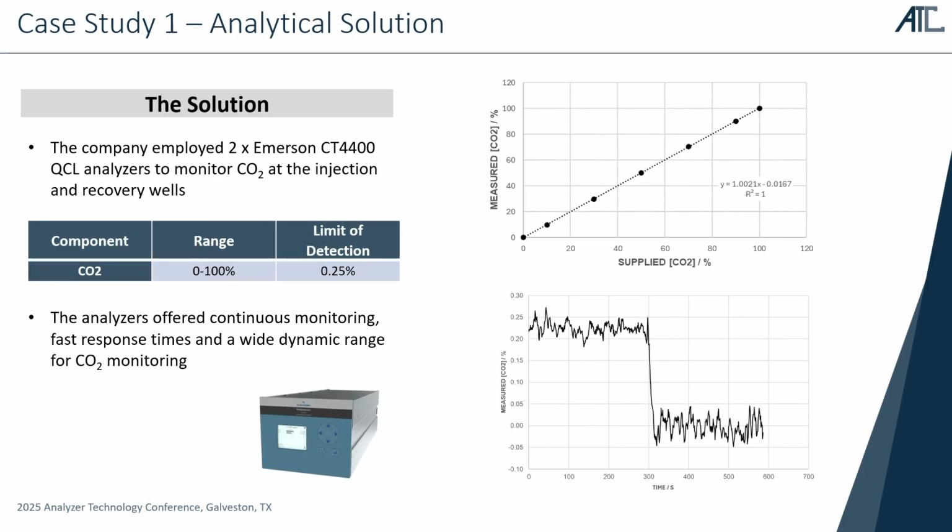In this case, we provided 2 Emerson CT4400 QCL analyzers to monitor CO2 at both the injection and recovery wells. Here they wanted a wide measurement range, a 0 to 100% range with a low detection limit, a 0.25% detection limit. I've put some of the data that we got from our factory acceptance testing, showing very good linearity of response over the 0 to 100% range and a clear step to 0 at 0.25%. These analyzers were selected because they offered continuous monitoring, had very fast response times, and a wide dynamic range for CO2 monitoring.